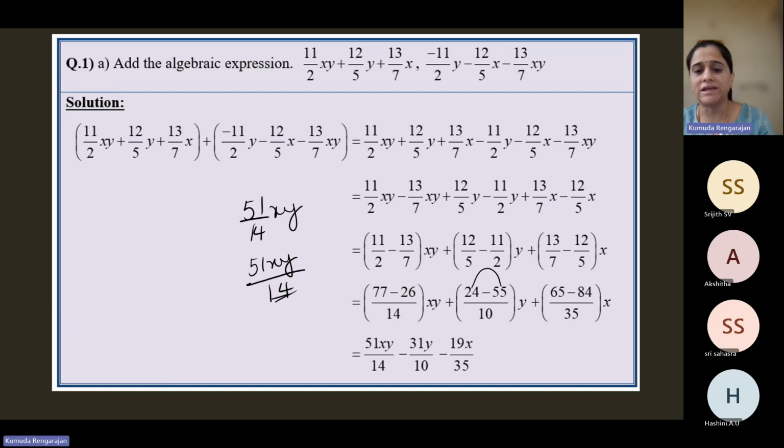Then here 24 minus 55 is minus 31. So minus 31 by 10 y, or you can write it like this, minus 31 y by 10. Both are the same. Okay. Minus 19x by 35.